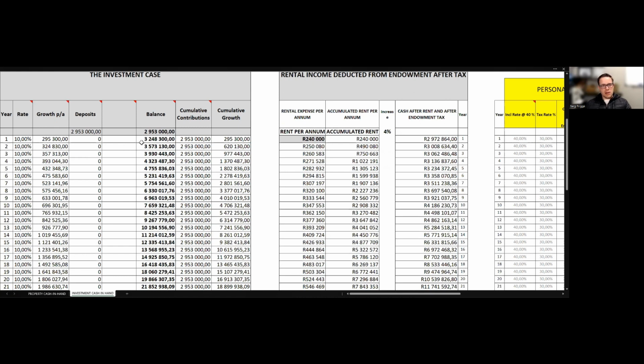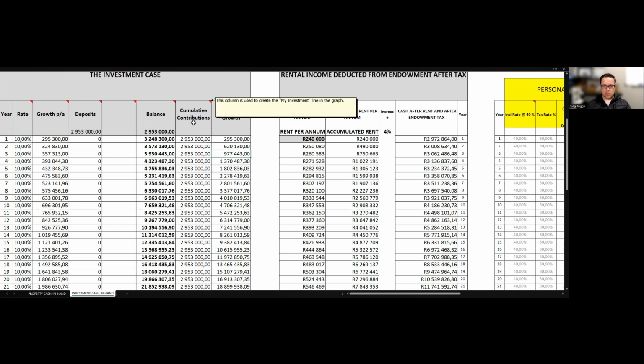Okay. So here's the investment case. Let's look at the 10-year figure. After 10 years, the investment balance will be 7.6 million. It's the power of compound growth. If you look on the right-hand side here, the cumulative growth. In year one, it's only 295,000 growth. Then it's 620, then it's 977. And it builds on this balance.